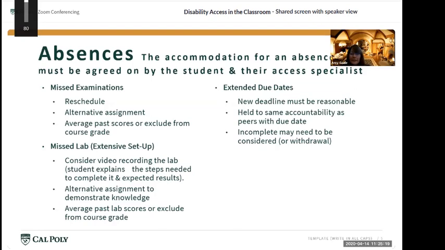So regarding absences, the most critical part on that is the accommodation for the absence must be agreed on by the student and their access specialist. So we're going to go over the common accommodations and some possible remedies, and know that these are always up for discussion. And as Danielle mentioned, it's fine if you have any concerns or disagreement. We just need to hear about it. And you want to be careful about letting the student know you disagree or have concerns.